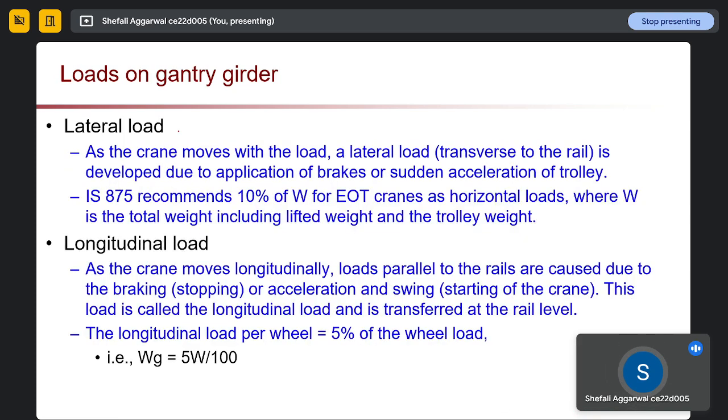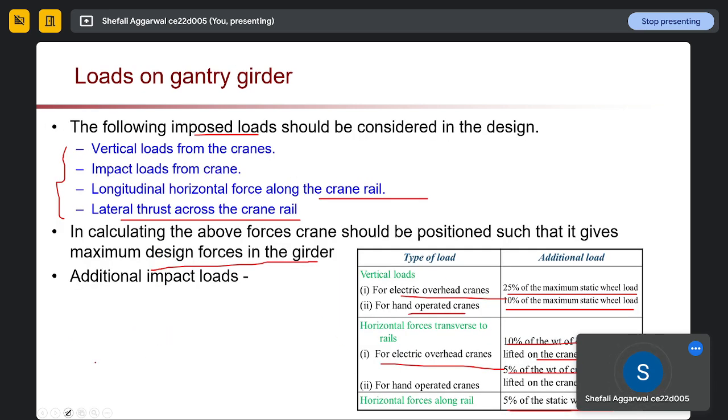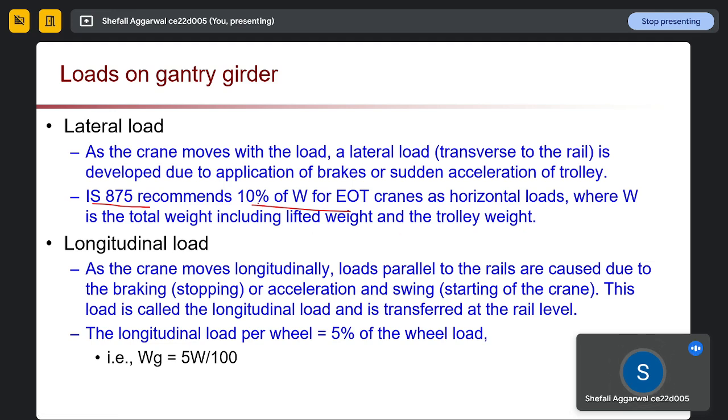Next are the lateral loads. So what are the different lateral loads which are being used in the gantry girders? As the crane moves with the load, lateral load is developed due to the application of brakes or sudden acceleration of the trolley. So according to IS 875, 10% of the W for EOT cranes, EOT meaning electric overhead cranes. So for these types of cranes, we are taking 10% of the W, where W is the total weight, which includes the lifted weight and the trolley weight.